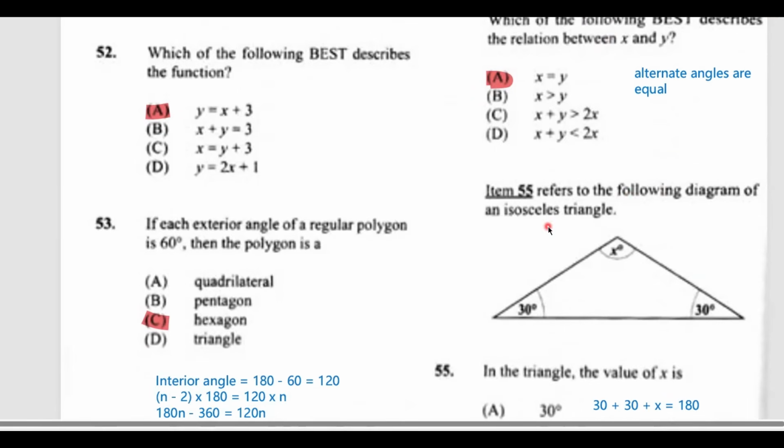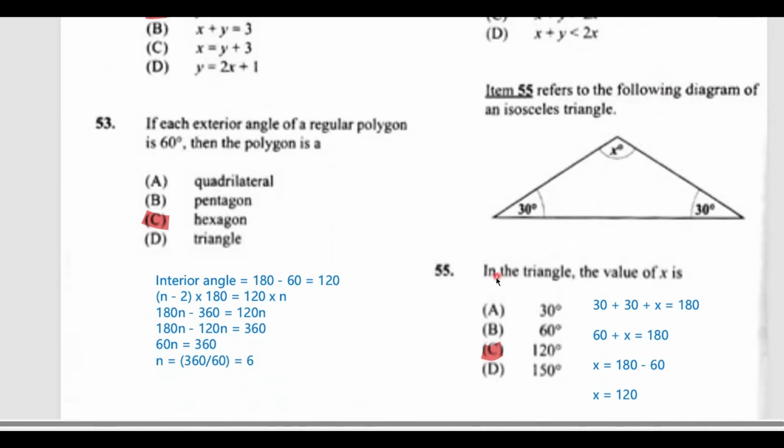55, the following diagram of an isosceles triangle. The value of X is, well, X add 30 add 30 is 60, 60 add X is 180, the sum of the angles in a triangle. Carry 60 across, it's 180 minus 60 to get you 120 degrees for X, that's C.